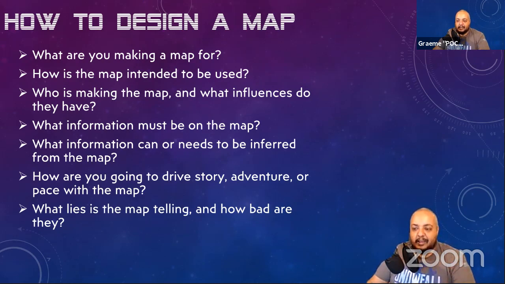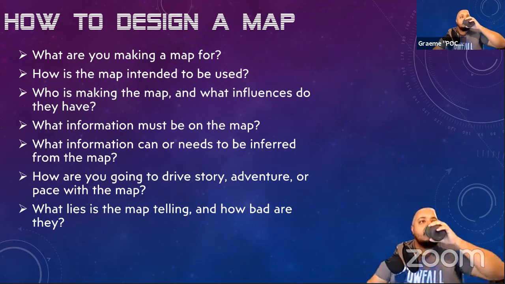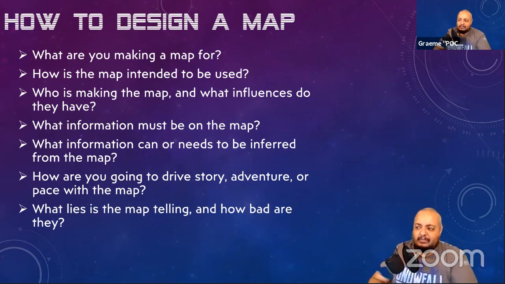So those are things to think about. Now, next question: what information must be on the map? This one is brutal, because on one hand, my GIS brain says, well, you have to have a scale bar, you have to have a key or a legend, you need to have borders, you need to have good labeling, and this laundry list of things starts tumbling through my head.